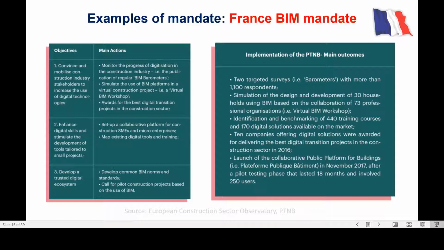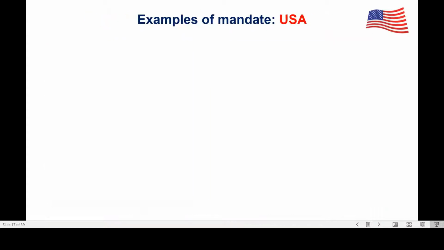It had 3 core objectives: to convince and mobilize the industry stakeholders, for example, to increase use of digital solutions, enhance the skills level of stakeholders, and develop a trusted digital ecosystem for everyone to work with. I don't want to dwell too much on this, but if you have spare time, I want you to Google this and find out more about it.